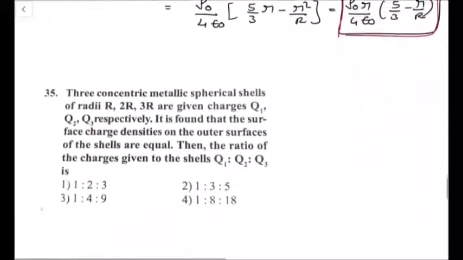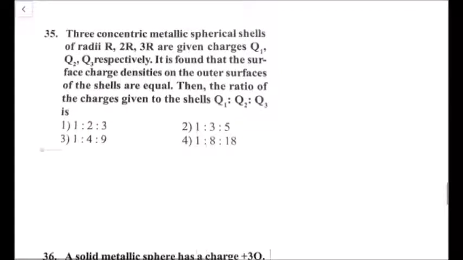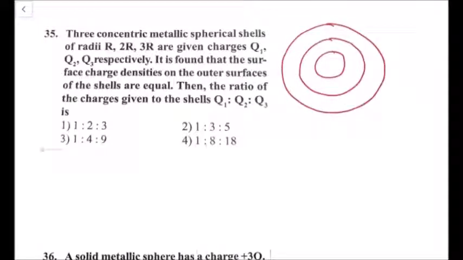Next, for question number 35, 3 concentric metallic spherical shells of radius r, 2r, 3r are given charges q1, q2, q3 respectively. So for example, these are the 3 spheres, and the radius is r, 2r and 3r, given charges q1, q2 and q3. For this one q1, this is q2 and q3.